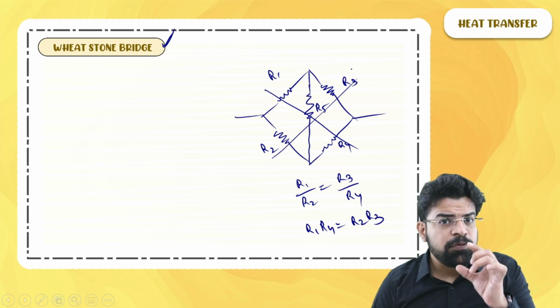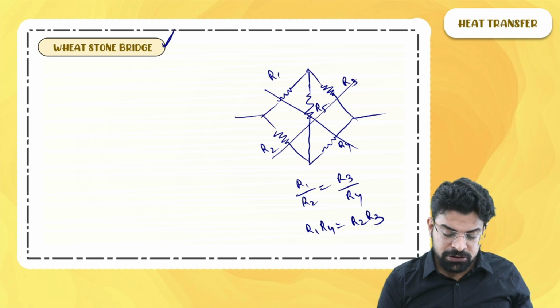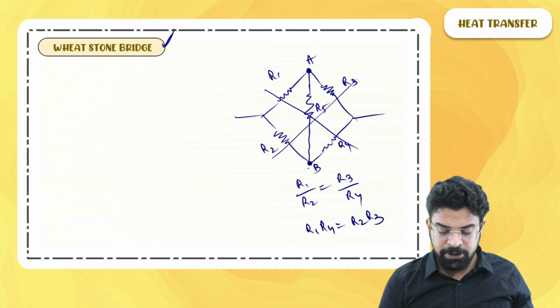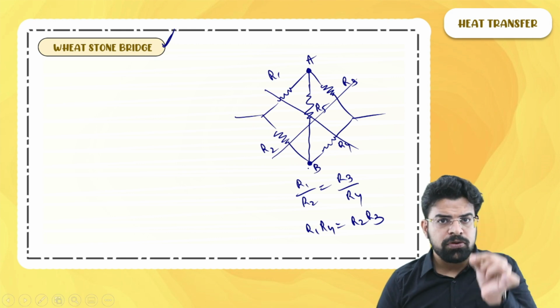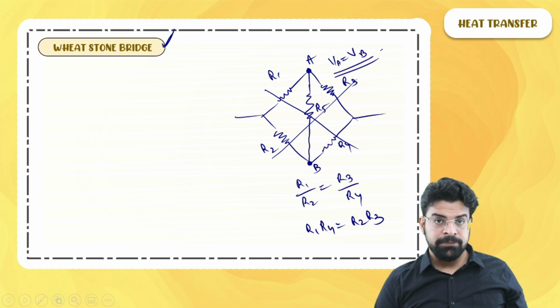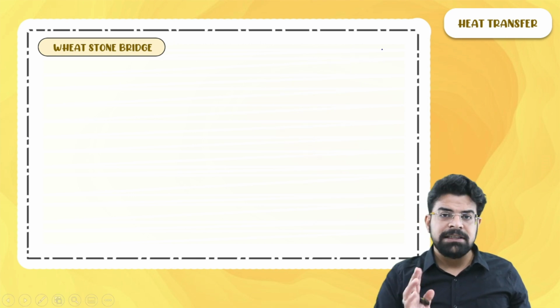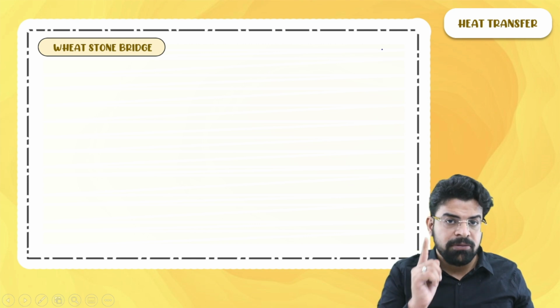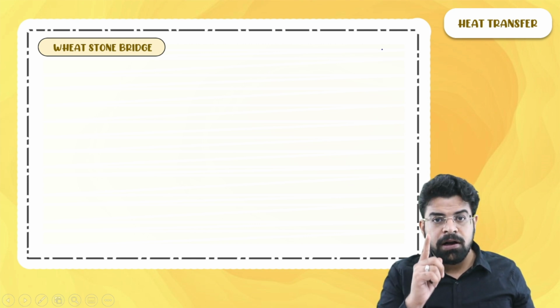If no current flows through R5, you can say that there is no potential difference across R5. So if these two points have the names A and B, then for no current to flow through R5, the potential at A has to be the same as the potential at B, right? So now let's see the balanced Wheatstone bridge for conduction current.